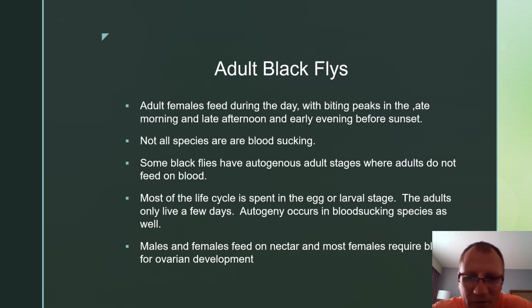Most of the life cycle is spent in the egg or larval stage. The adults only live for a few days. Autogeny occurs in the blood-sucking species as well. Males and females feed on nectar, and most females require a blood meal for ovarian development.